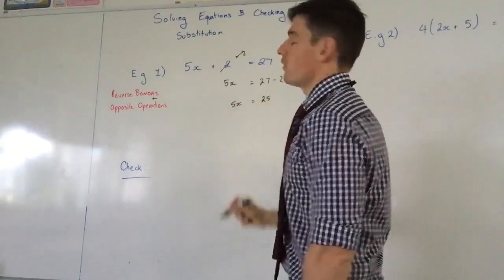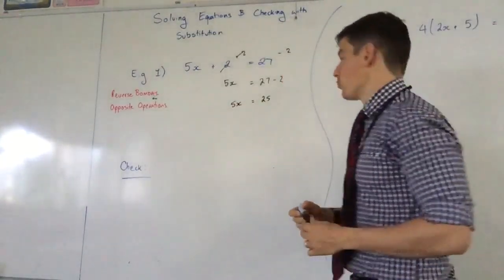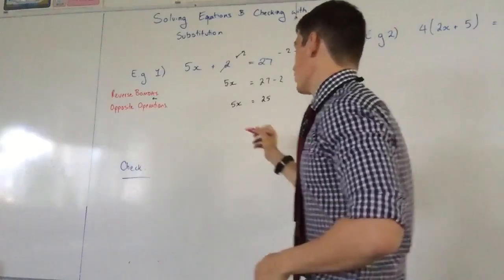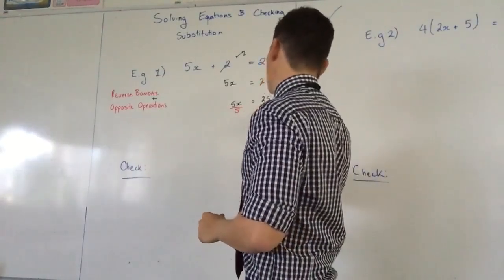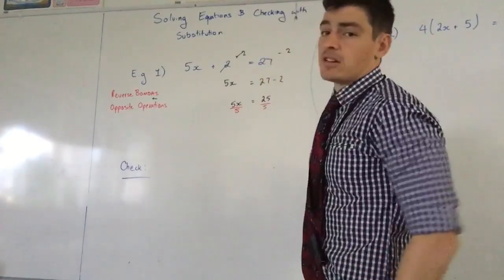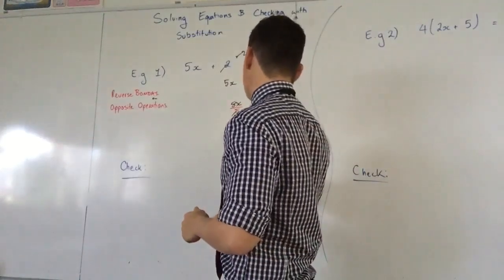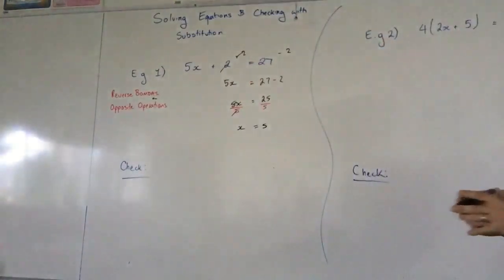5x equals 25. Now I ask myself what operations occur in between the x and the 5, and that is a multiplication, as we know from our hidden conventions. So to get rid of that, I divide both sides by 5. The 5's on the left hand side cancel, and I'm left with x equals 25 over 5, which is 5.